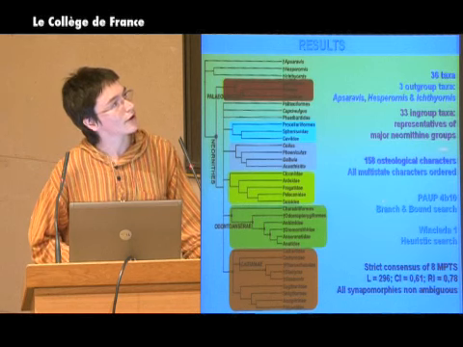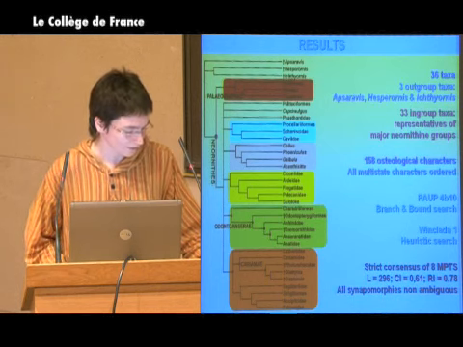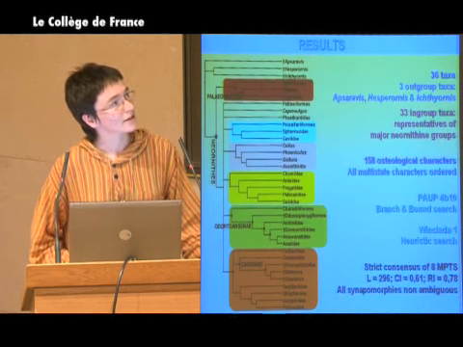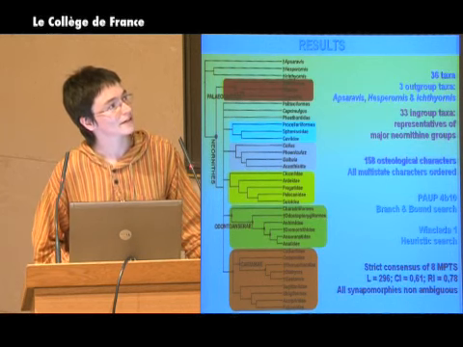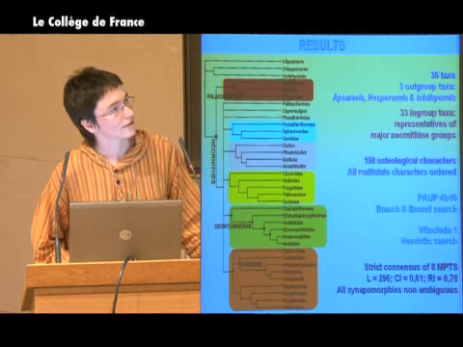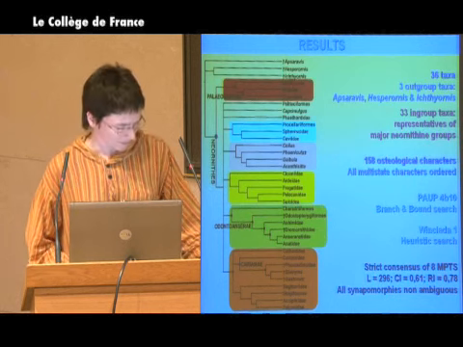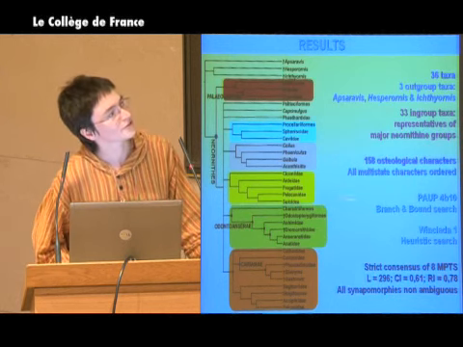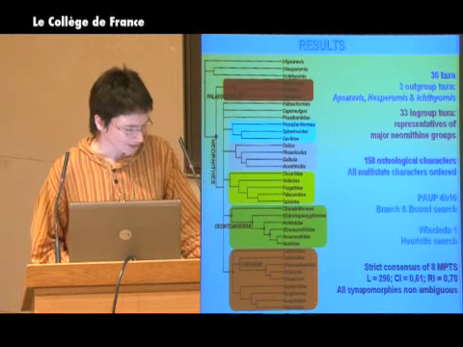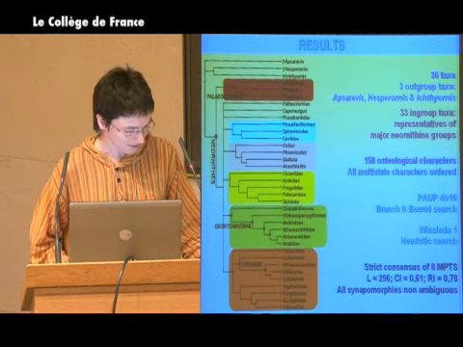So the outgroup taxa used are three well-known non-neornithine ornithurine birds, Apsaravis, Hesperornis, and Ichthyornis. There are 33 in-group taxa, including representatives of major Neornithine groups, and 158 osteological characters, with all multistate characters ordered. A branch and bound search with a parsimony heuristic search with Winclada gives the same strict consensus, which is shown here, and all synapomorphies are non-ambiguous.